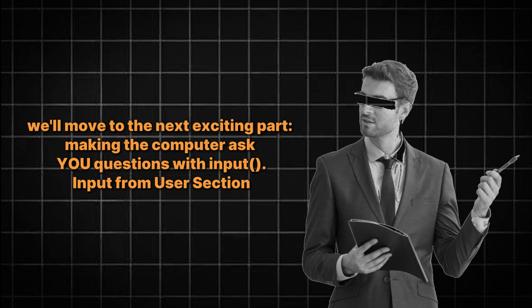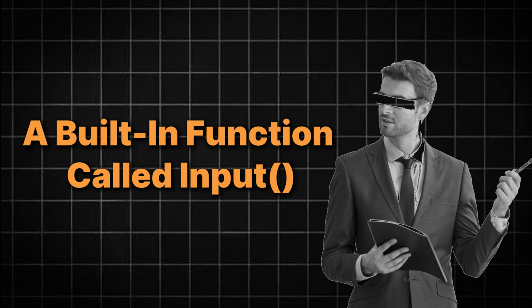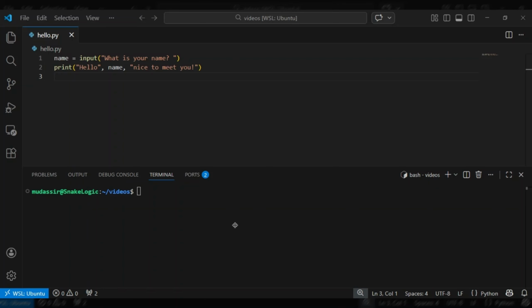Input from users. Okay guys, now things get even more interesting. Let's make the computer actually talk to you and wait for your answer. This is where your program becomes interactive, like a real conversation. We use a built-in function called the input function for this. Add these lines at the bottom of your hello.py file. name = input("What is your name?") print("Hello", name, "nice to meet you"). Okay, run the file. What happened?